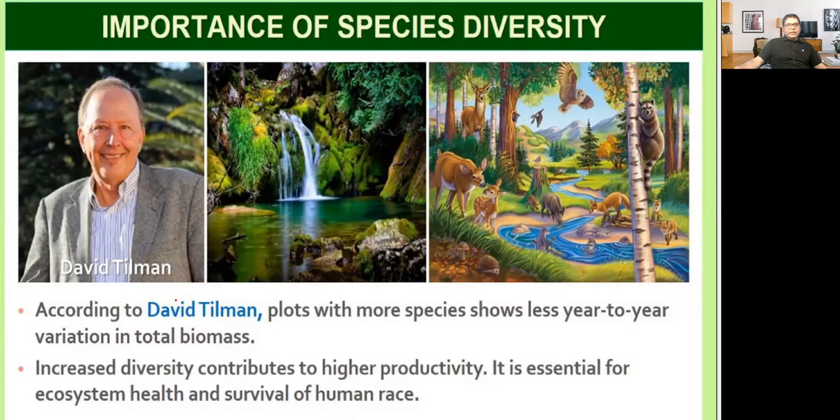According to David Tilman, plots with more species show less year-to-year variation in total biomass. If the biodiversity is more, there will be less variation in total biomass. Increased diversity contributes to higher productivity. If diversity is more, then productivity will be more. It is essential for ecosystem health and the survival of the human race.